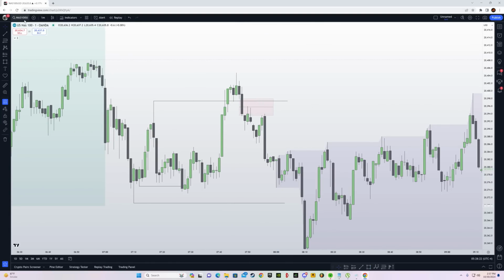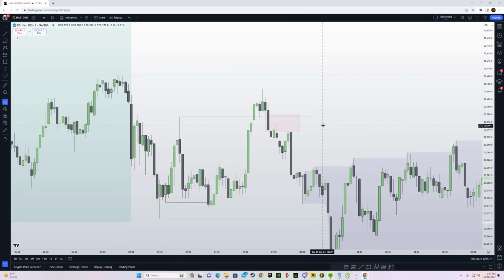And this example is on NAS 100 because, as I said before, it works with NAS 100, other futures like E-mini, S&P, and all. So you can see we took our entry, price pushed down, and took out the range low.